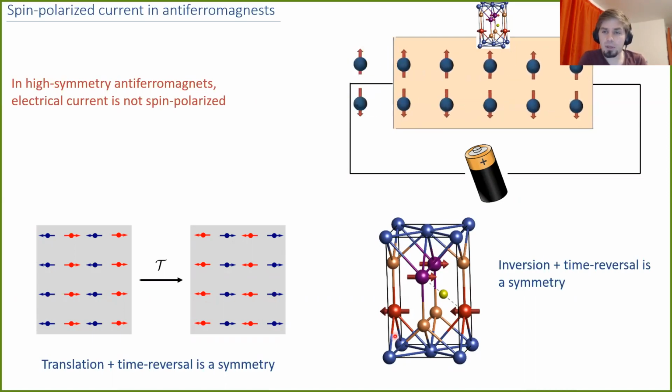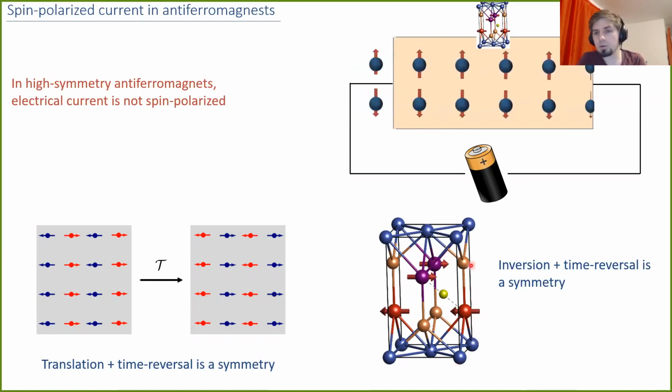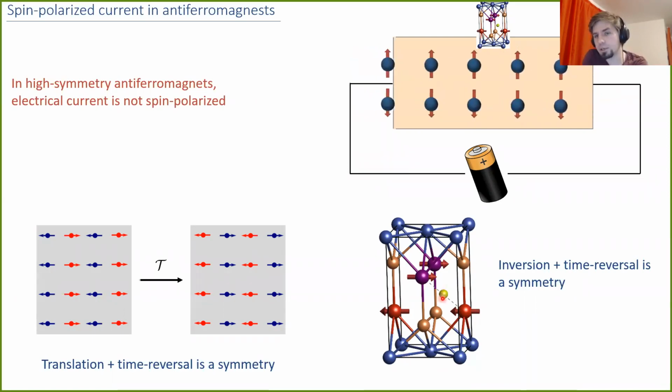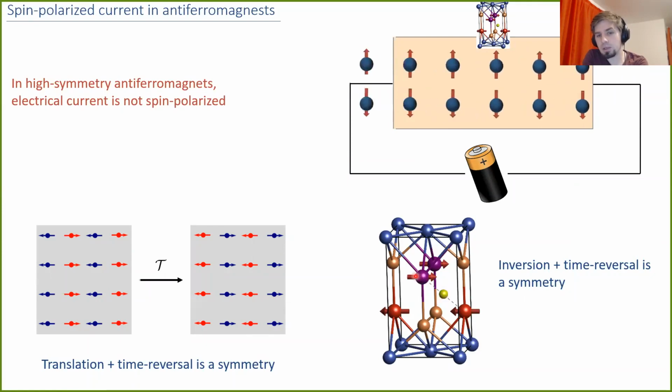Or if we look at something like copper manganese arsenide, the structure is a bit more complex, but we find something similar. We have an inversion center here. If we do inversion, these sublattices will switch.